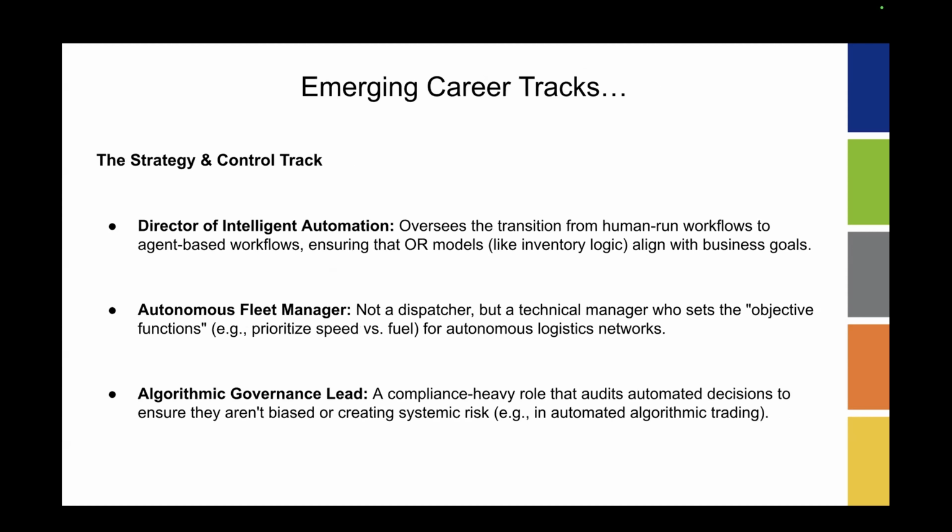The third track is the strategist. In this track, we have directors and autonomous fleet managers who are strategizing where to use OR and agentic systems, where to place them, as well as where to have human oversight. And then the algorithmic governance lead is a compliance-heavy role that audits automated decisions to ensure they aren't biased or creating systemic risk, for example, in automated algorithmic trading.